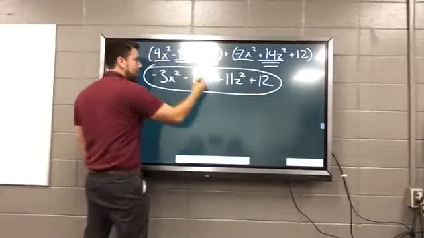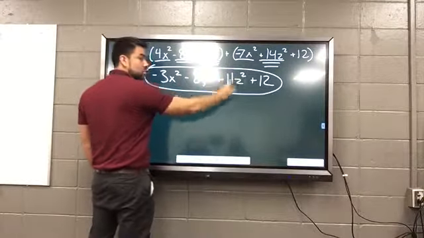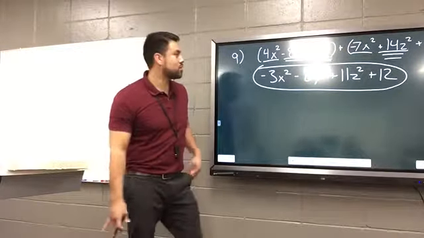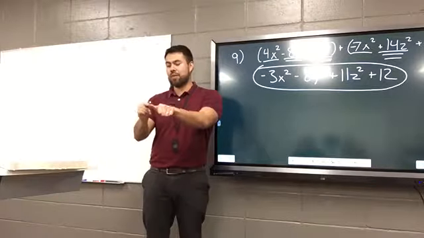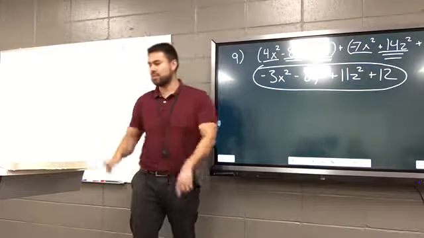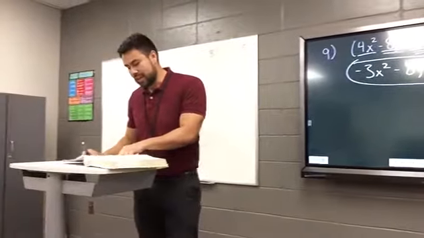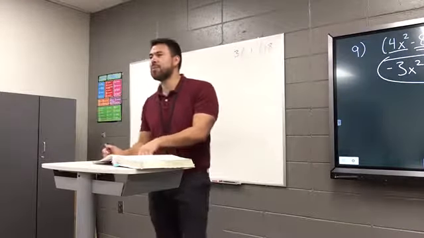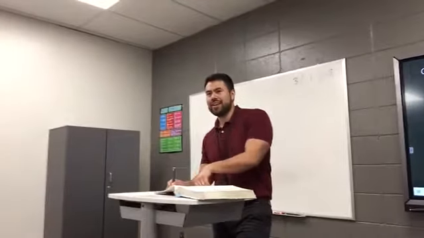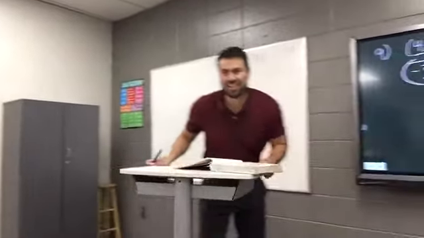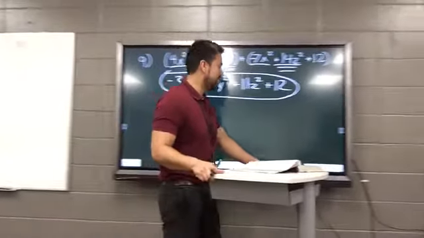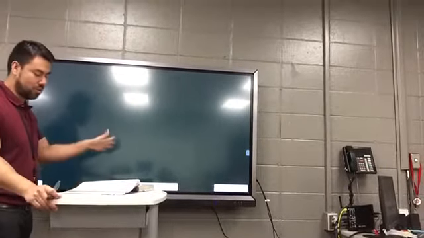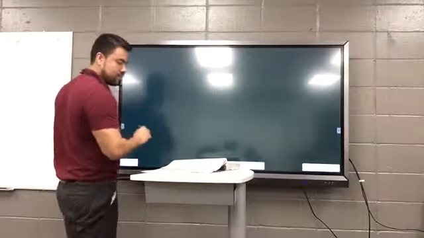Oh, wait. Can you combine these two? Wait, they both have squares, but they don't have the same variable. So like terms have the same variable with the same exponents. Okay, good. All right, 9-6. Oh, yes. Number 10. 9-6, number 10. So now you're multiplying a monomial by a polynomial in 9-6.